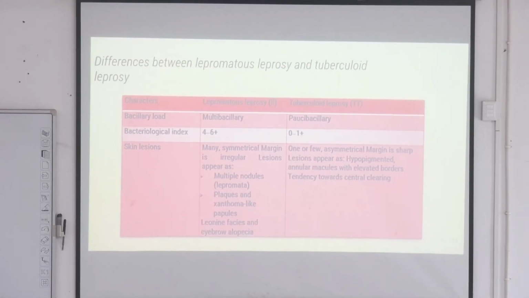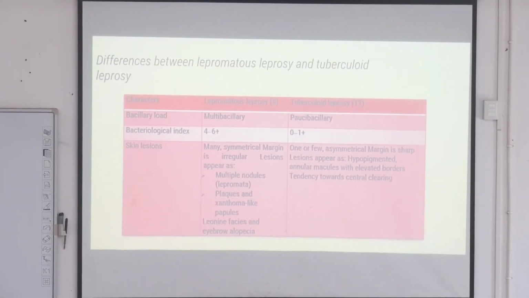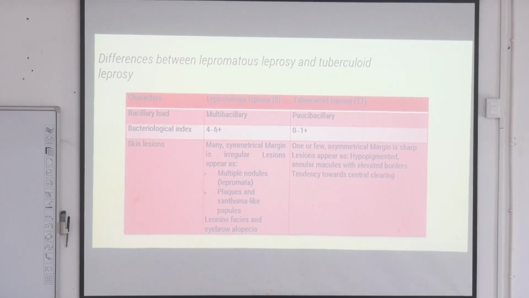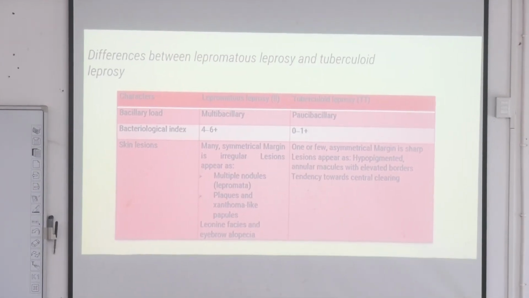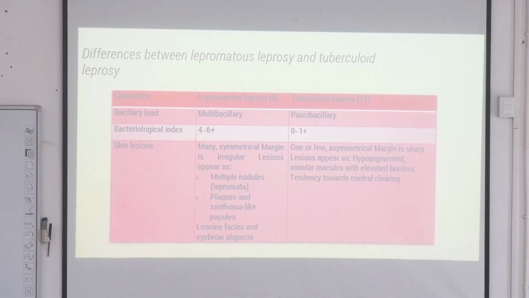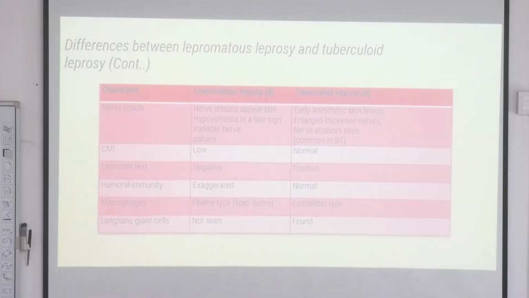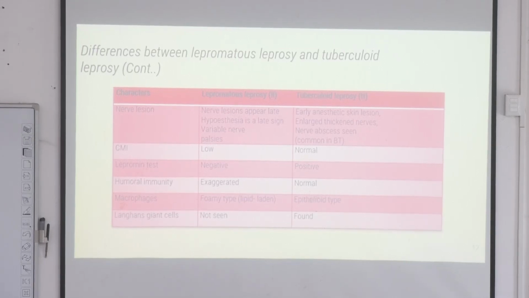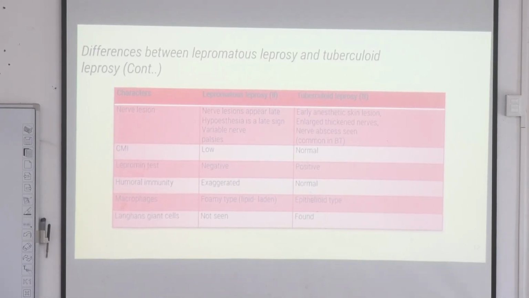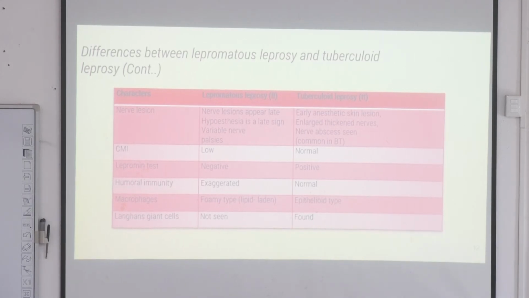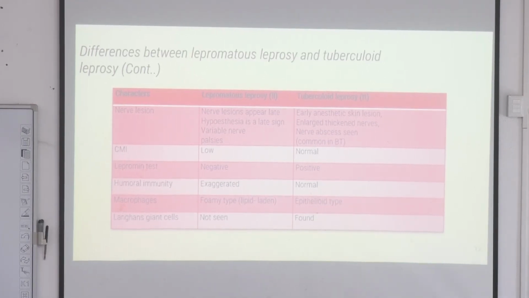But in lepromatous type, there are multiple nodules, maybe plaques and xanthoma-like papules, leonine face and eyebrow alopecia. These are a few findings of lepromatous type. Next, we go to the nerve lesion. The main involvement of leprosy is involvement of the nerve. Nerve lesions appear late and hypoesthesia is a late sign in lepromatous type. But in tuberculoid leprosy, an early anesthetic skin lesion, enlarged thickened nerve and nerve abscess can be seen.